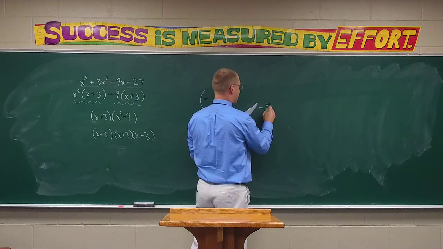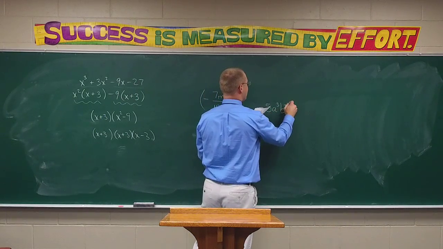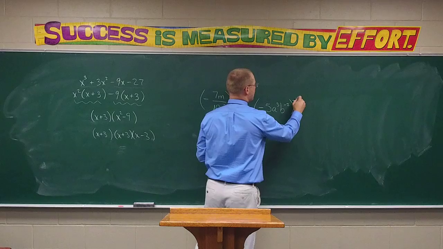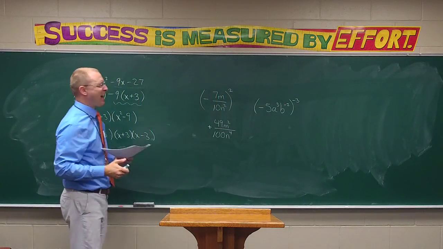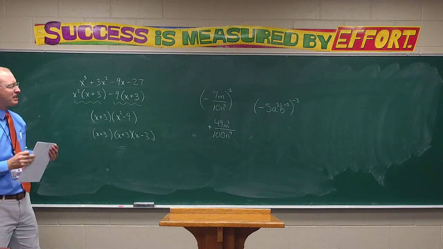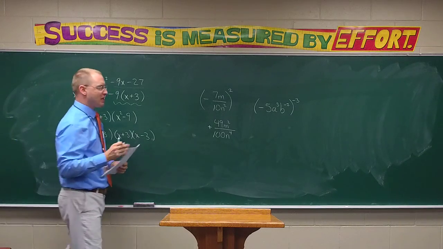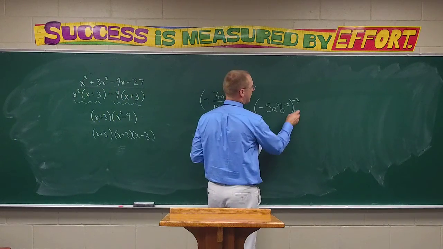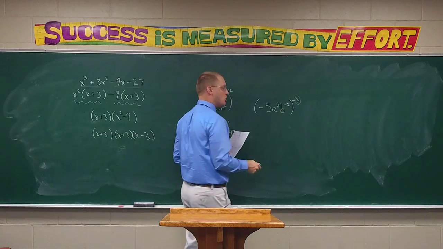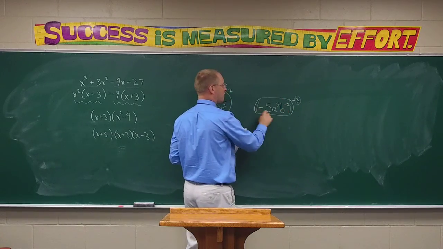What if I had a negative 5a cubed b to the negative 2nd, and I wanted to raise all of it to the negative 3rd power? Well, what does a negative exponent mean? Reciprocal. So I'm simply going to take the reciprocal and cube it. What is the reciprocal of this?